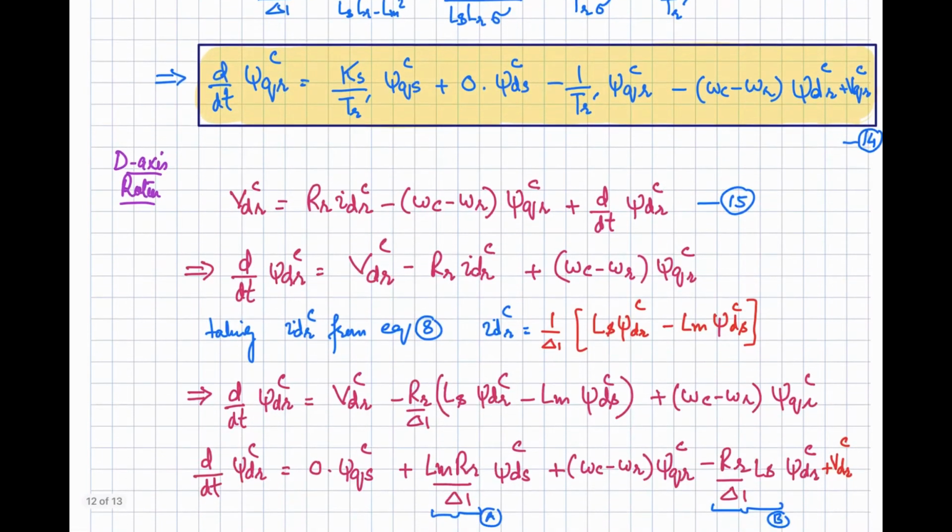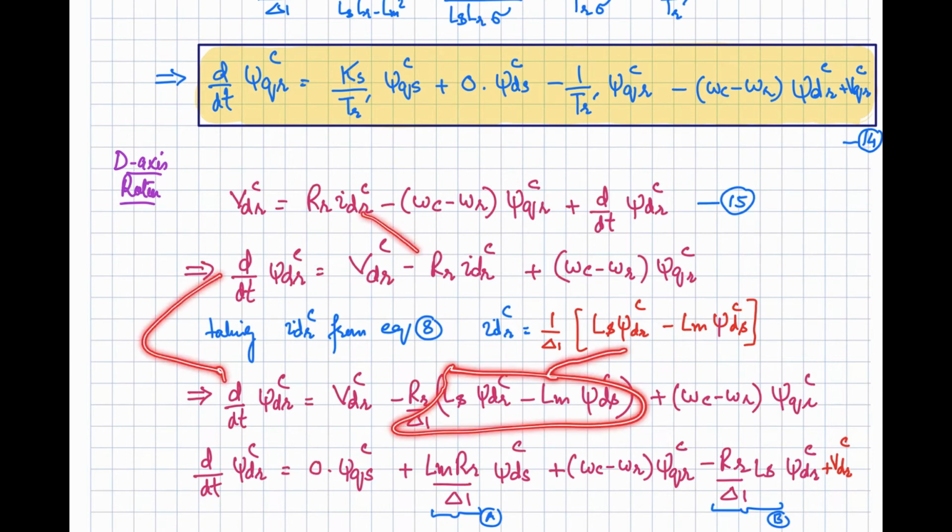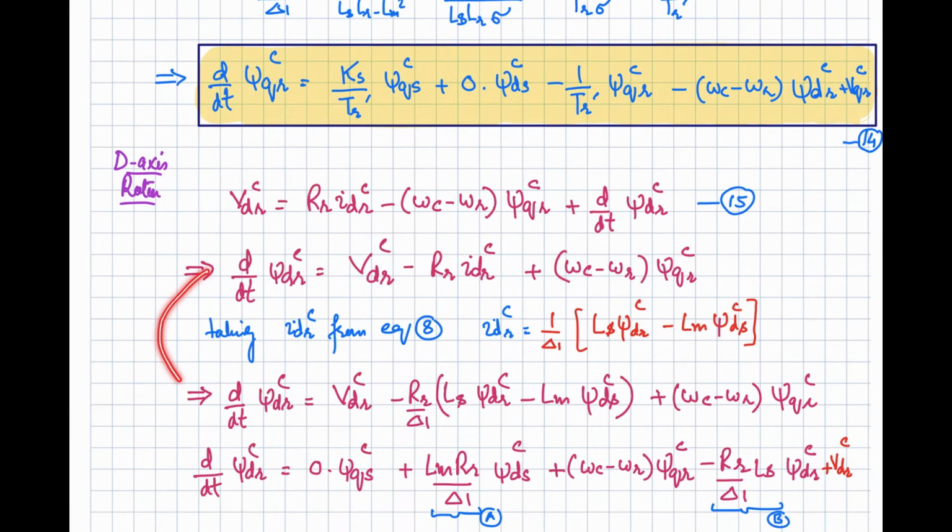Now considering the d-axis rotor side, so Vdr will be equal to Rr into idr minus (omega c minus omega r) into phi qr, and the derivative of the phi dr, the d-axis voltage equation, and replacing the current in terms of the phi dr and phi ds from the equations above. So we can write this equation like this. We are going to replace the current over here, this one, and writing this equation like this. Either you can say this one or this one.